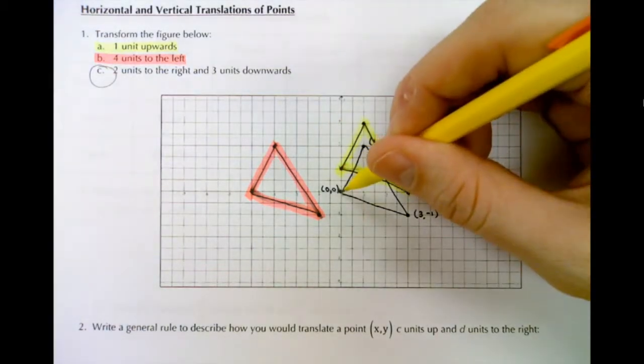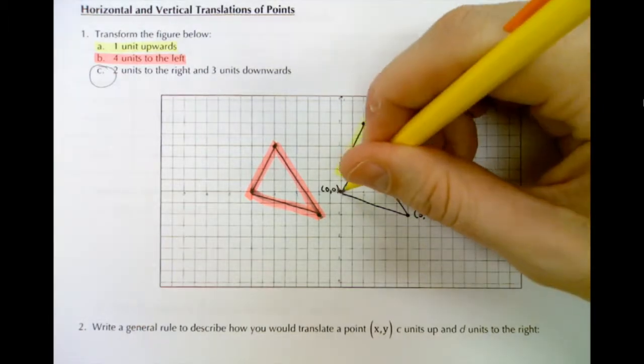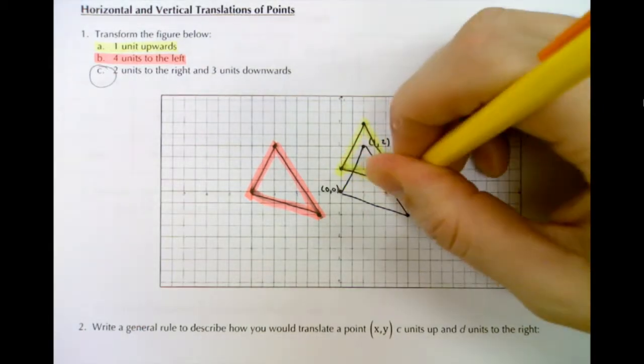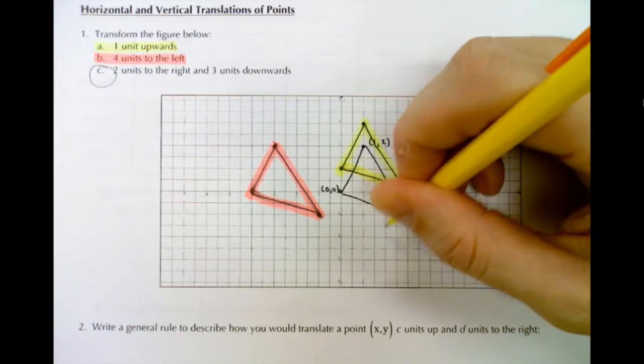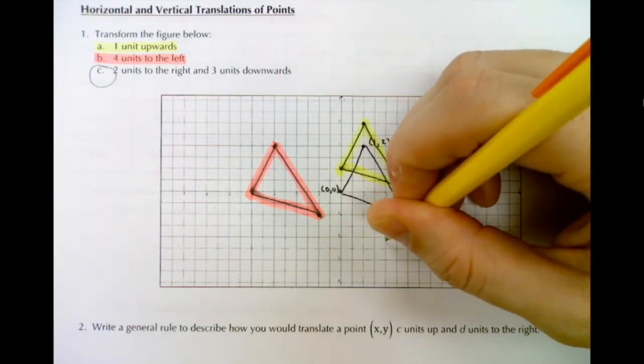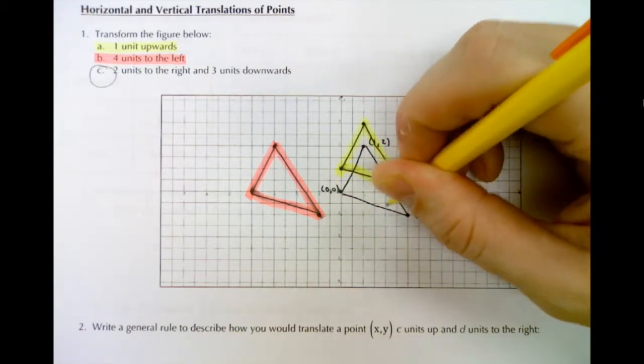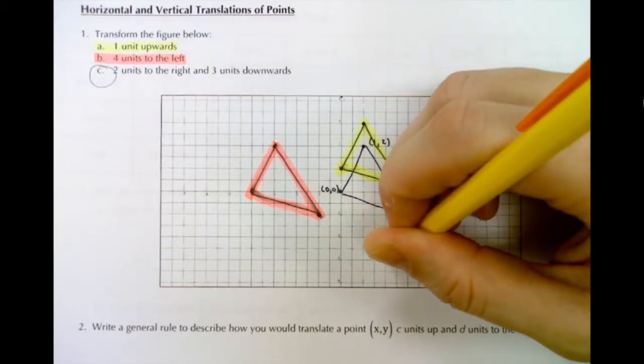So we get first point 0, 0. 2 units to the right would take me to 2, 0. 3 units down would be... sorry, count that again. 1, 2, 3.